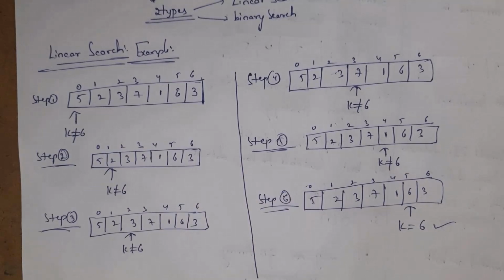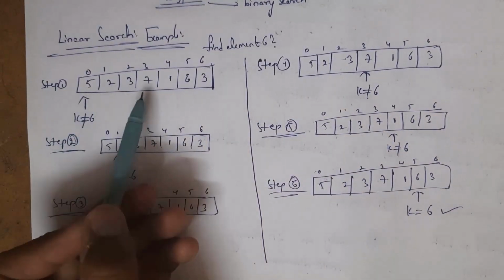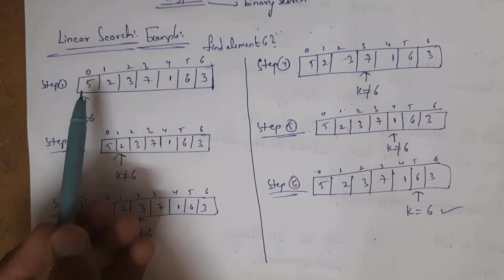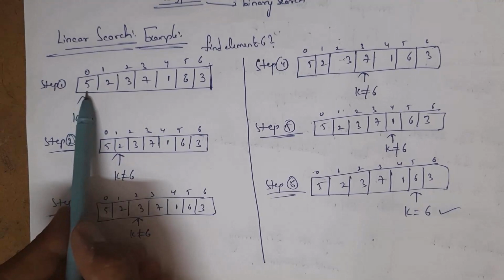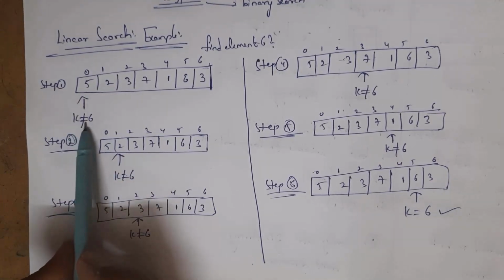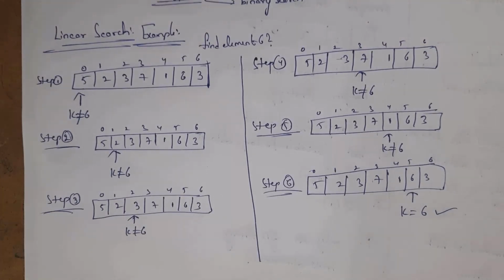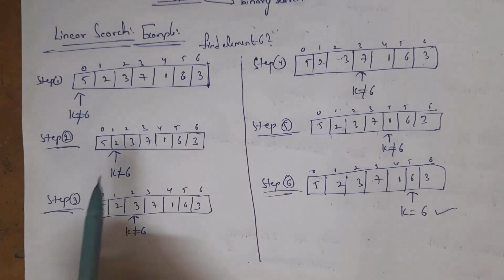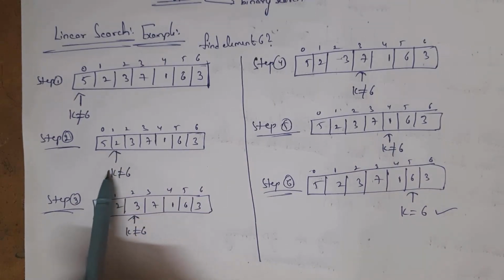This is an example. Here I need to find element 6. Here there are 7 elements in total. Here I gave index numbers for each element. As we know, index numbers start with 0. Here at index number 0, the element is 5. 5 is not equal to 6, so we need to move the cursor one position forward. In step 2, I placed the cursor at the next position, that is index number 1. At index number 1, the element is 2. So 2 is not equal to 6, so again we need to move the cursor one position forward.